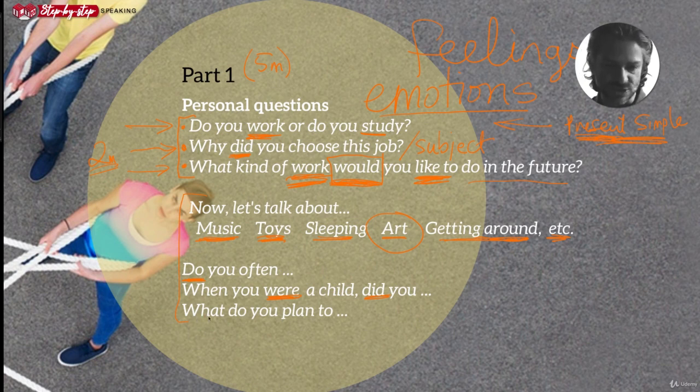Okay, and then the last one, what do you plan to? This is talking about the future. There's lots of other ways to say this. What would you like to do in the future? Here it is. Would you like to? What do you plan to do? Again, this is future. So you need to look out for how to answer this question.